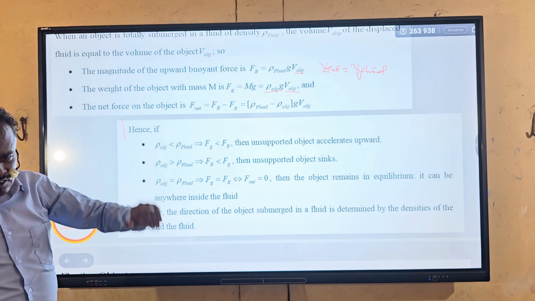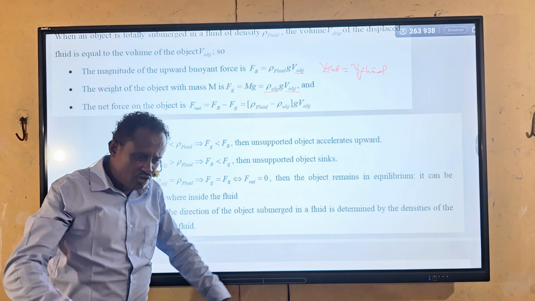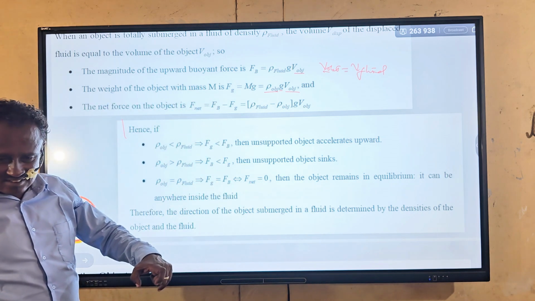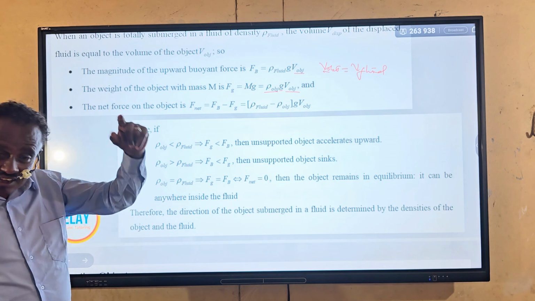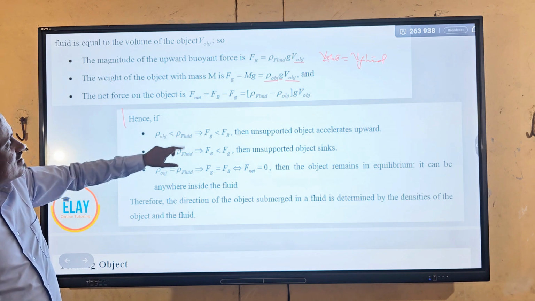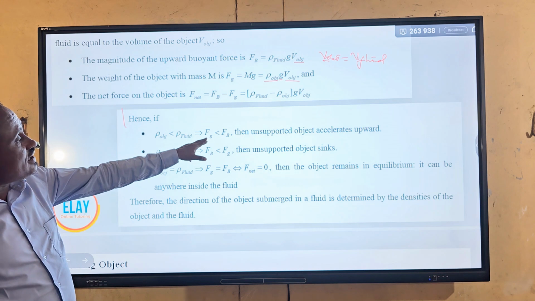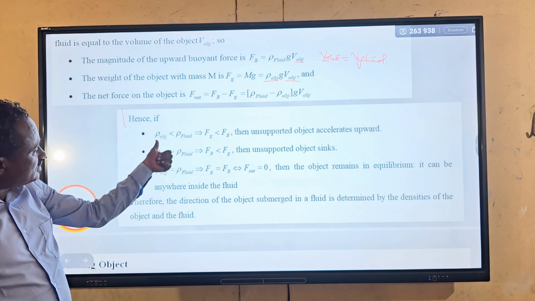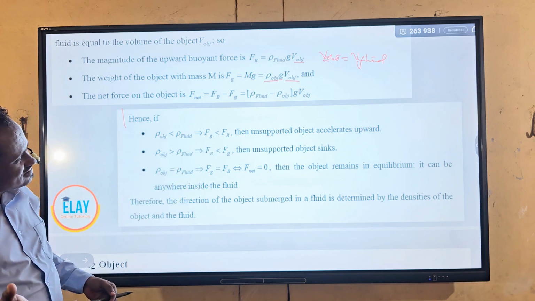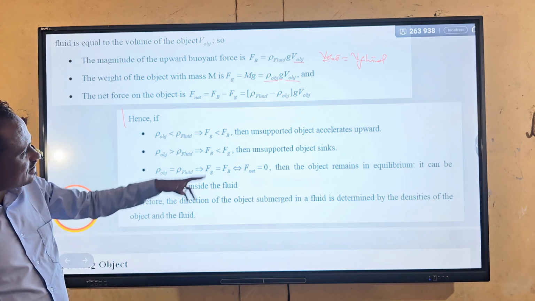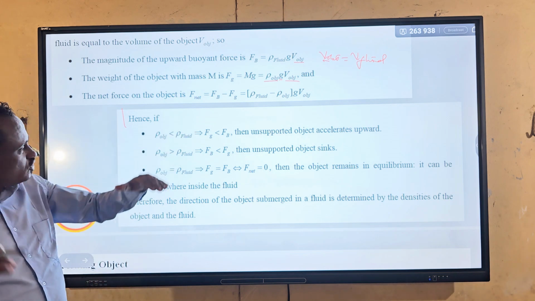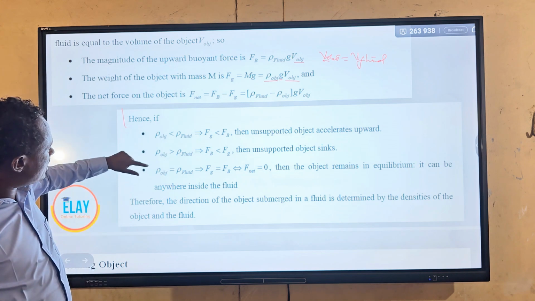Now, whether an object is floating, immersing, or sinking into the fluid, it depends on the density of the object as well as the density of the fluid. The object means the solid object that is put in the fluid. If the density of the object is less than the density of the fluid, what does this mean? The gravitational force, or the weight of the object, is less than the buoyant force. That means the upward force exerted on the solid object by the fluid. Then the unsupported object accelerates upward. It cannot sink, and it is floating on the surface of the fluid.